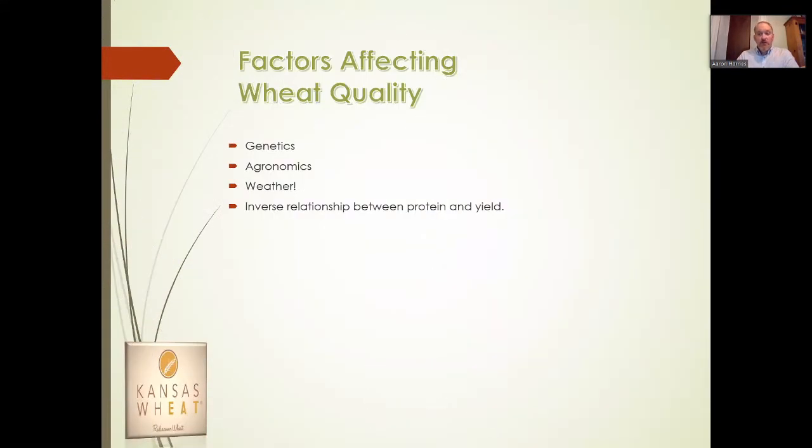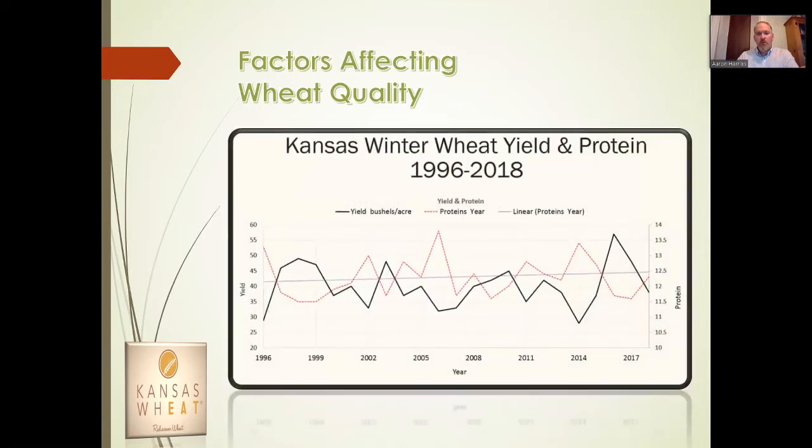There are factors that affect wheat quality. Not only do we look at yield, we have to look at quality. Genetics, agronomics, and weather are all important parts of that. This chart does a nice job of illustrating just how the weather impacts the wheat crop in Kansas. The red line there is our protein. The black line is yield. And that little purple trend line is our protein trend line.